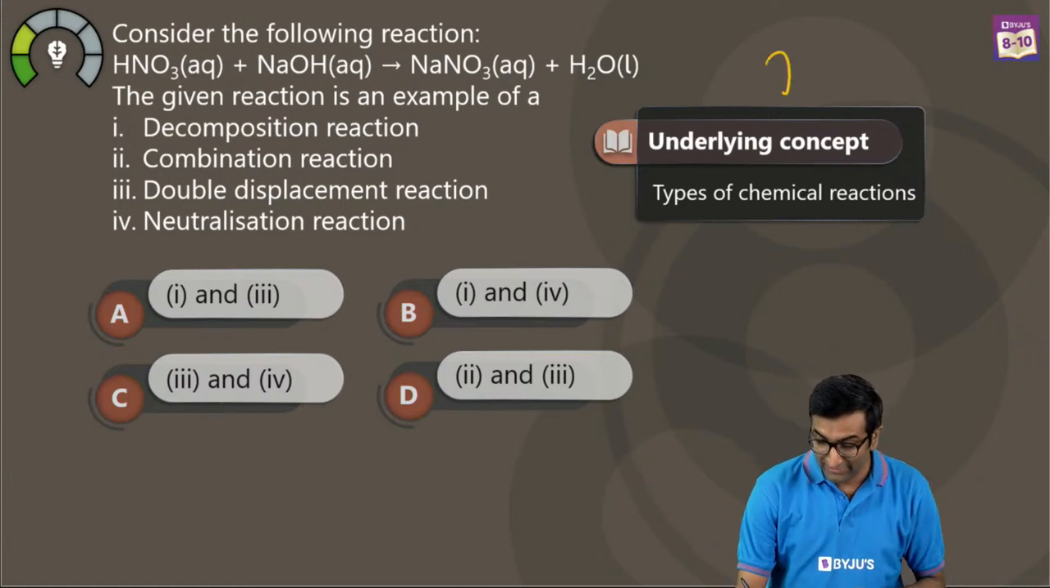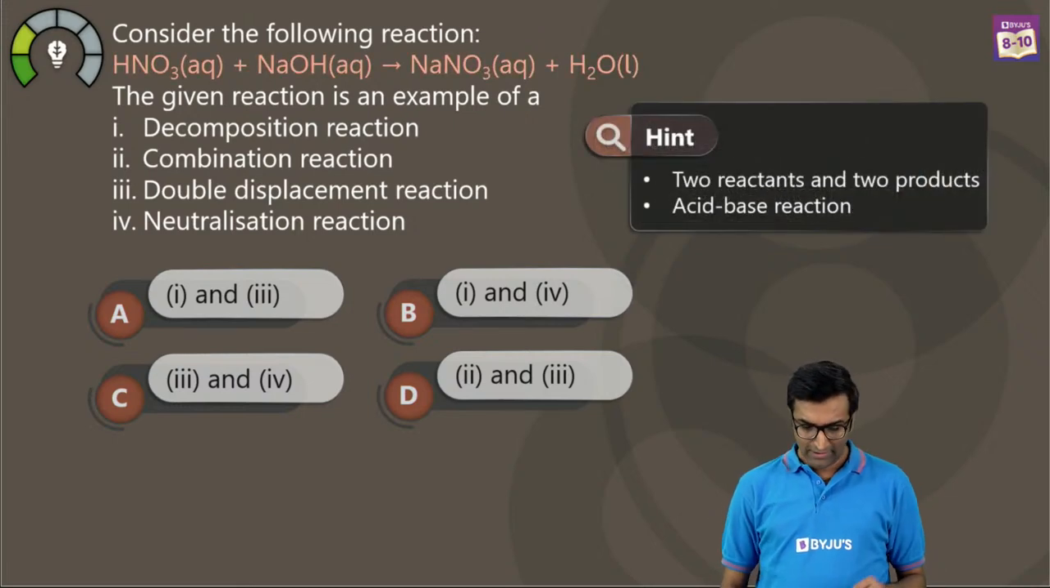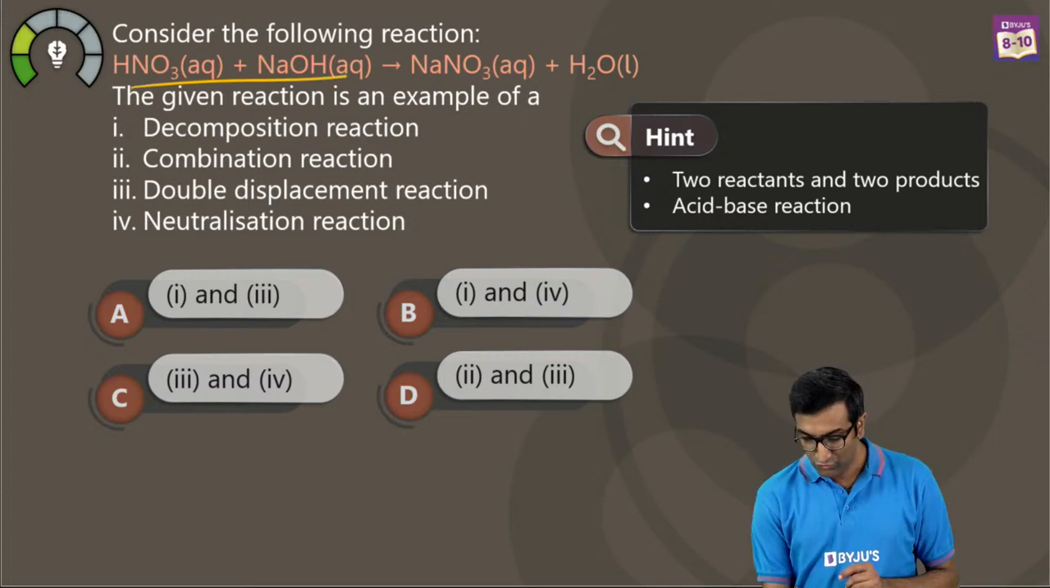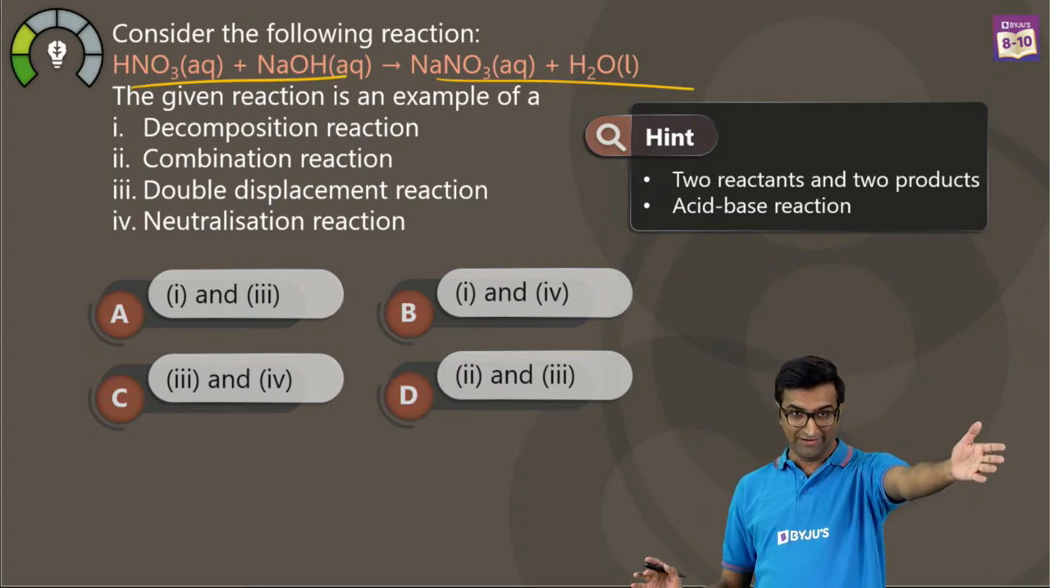Okay, so the underlying concept is that this uses the different types of chemical reactions. Let's identify what's happening here. Two reactants giving you two products, and this is an acid-base reaction. You need to know these two points to solve it.